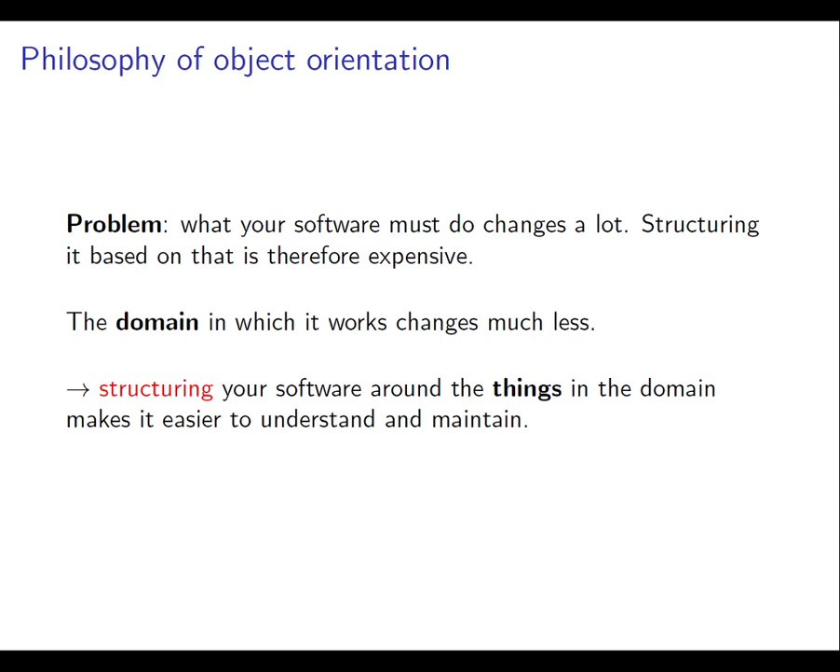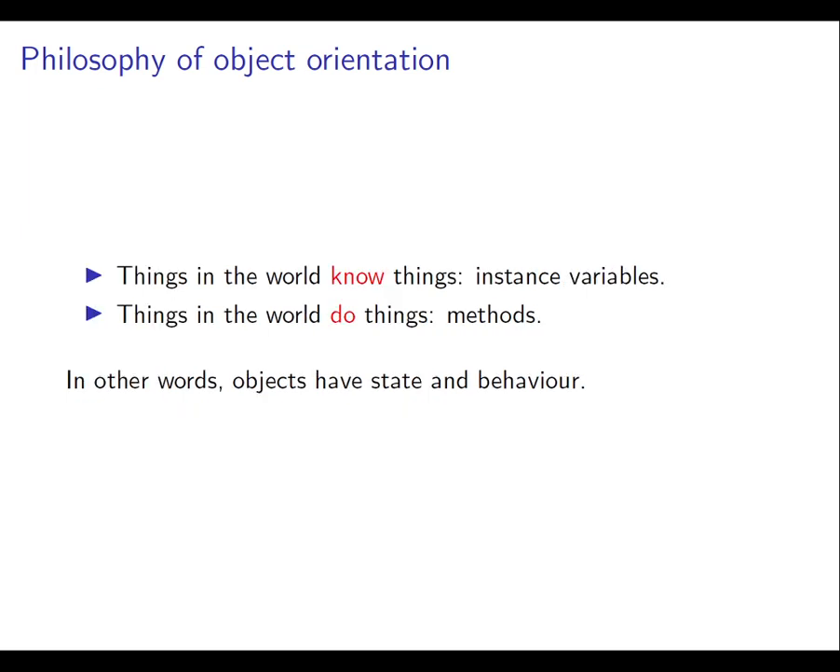This observation leads to the idea that structuring your software around the things in the domain makes it easier to understand and maintain your software. People sometimes talk about object orientation as being noun-oriented as opposed to procedural programming, which is verb-oriented, but I don't really like that characterization very much, because really nouns and verbs work together to make sentences, and so it is in object orientation. So the sense in which OO is oriented around objects is really to say that we use objects, which are noun-like things, in order to structure our software.